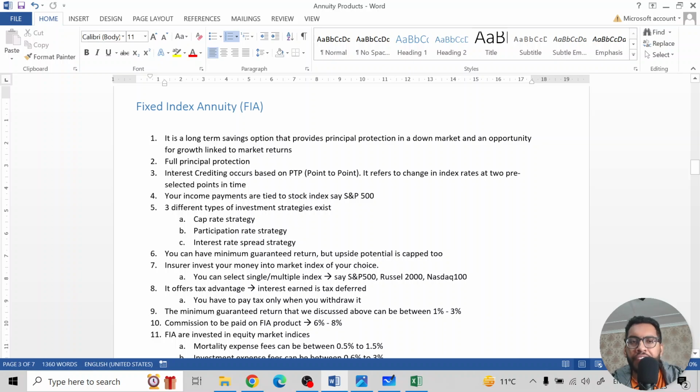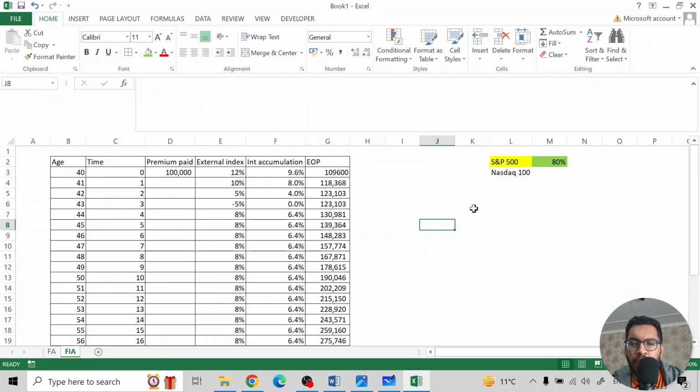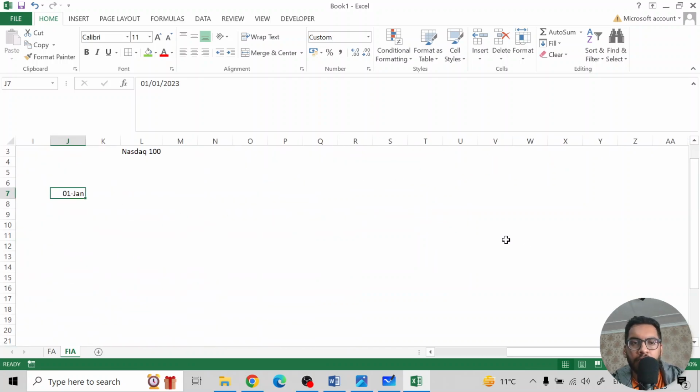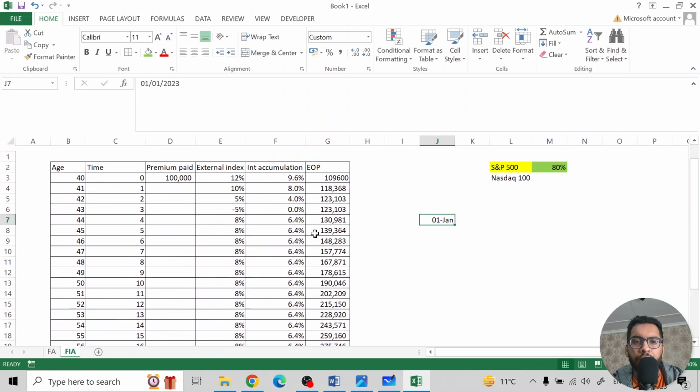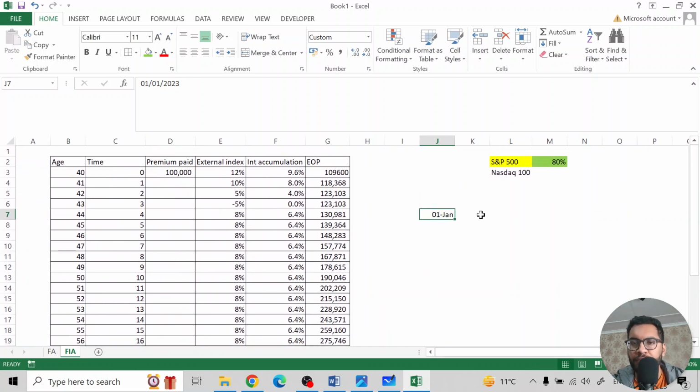The interest crediting occurs on a point to point (PTP) basis. It refers to change in index rates at two pre-selected points in time. So let's understand what we are saying. For example, on 1st January, the person bought this policy. At that time, the S&P value was what?